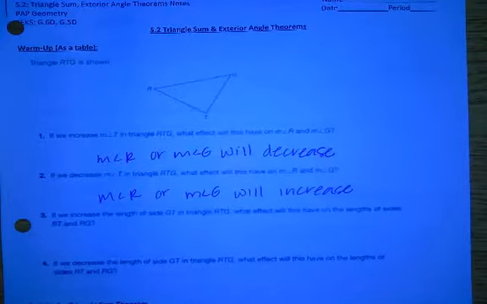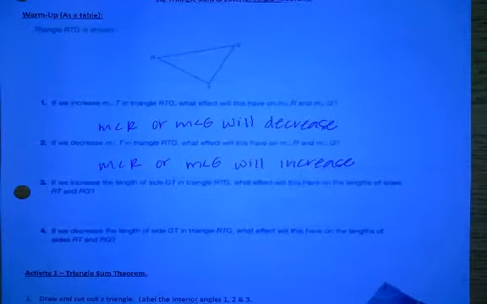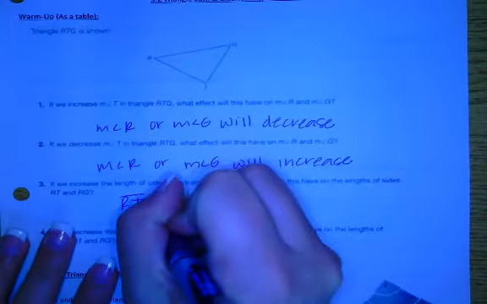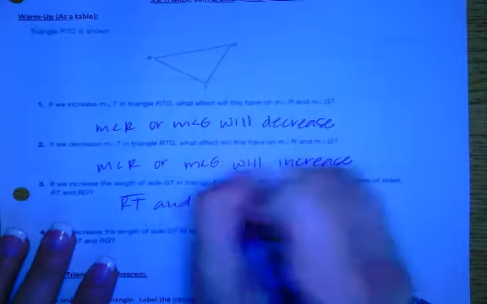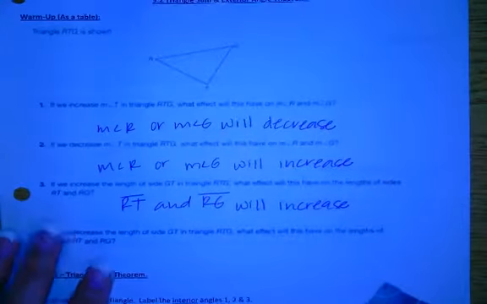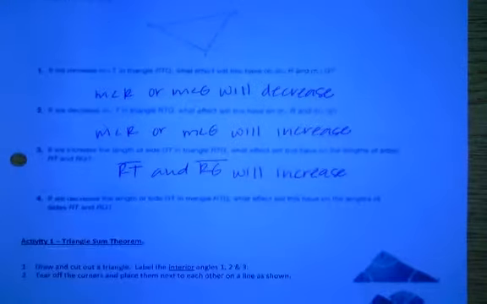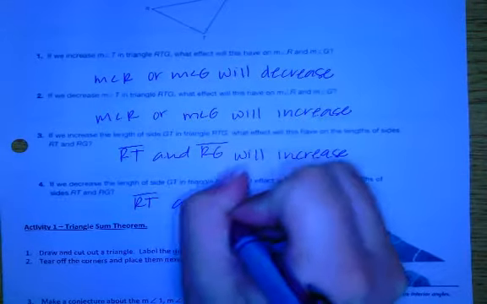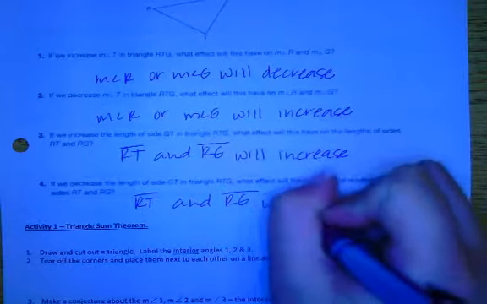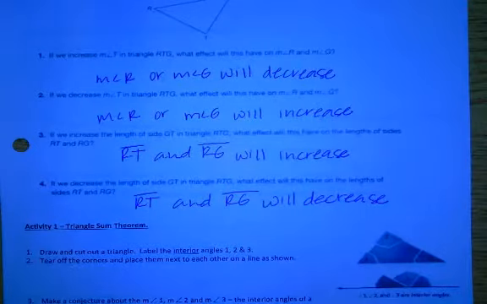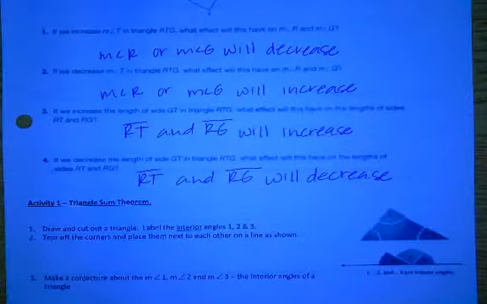Okay, if we increase the length of side GT, what effect will this have on the other side? It will increase. Okay, and if we decrease the side GT, what will happen to the other side? Decrease. Awesome. Questions on 1 through 4?